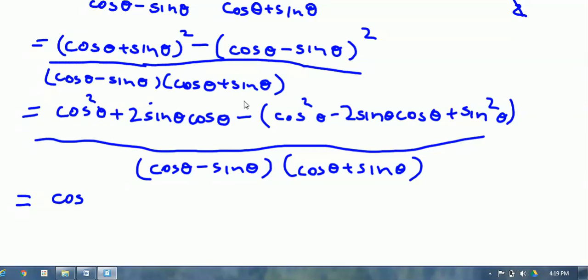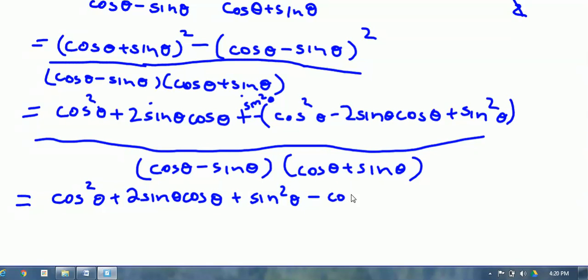Oh, sorry, guys. I missed the last minus sine theta here when the doorbell rang. So this was cos squared theta plus 2 sine theta cos theta plus sine squared theta minus, and then we've got this one expanded out. Okay, so cos squared theta plus 2 sine theta cos theta plus sine squared theta. And then I'll just get rid of the brackets here, minus cos squared theta.